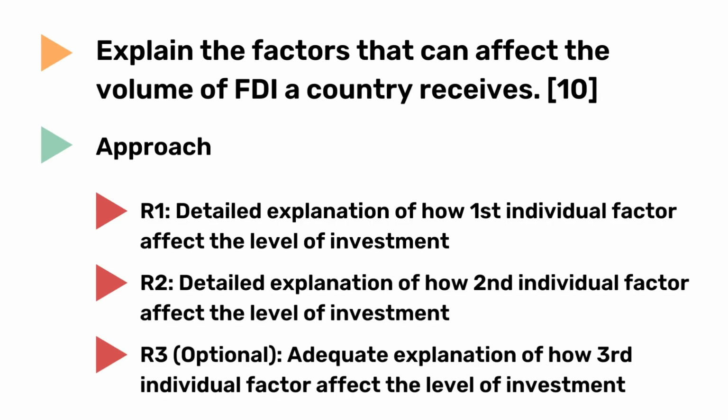The approach to answering this 10-mark essay question is to fulfill at least two major requirements. The first one being a detailed explanation of how the first individual FDI factor affects the level of investment, and the second one being a detailed explanation of how another individual FDI factor affects the level of FDI received. And if you have time, you could write an optional third requirement, where an adequate explanation of how a third individual FDI factor influences the level of investment is sufficient.